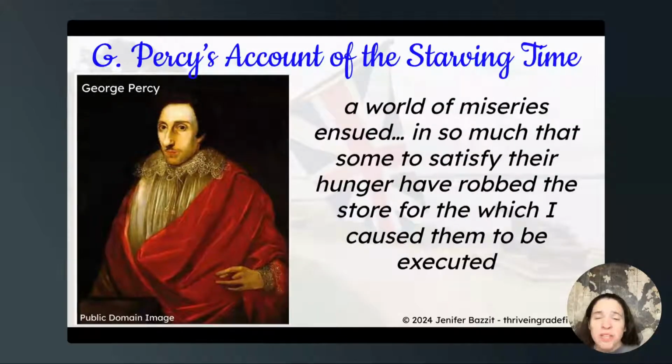A world of miseries ensued. So many miserable, terrible things happened, in so much that some, to satisfy their hunger, have robbed the store or the storehouse, for the which I caused them to be executed. So there's already not enough food for everyone in Jamestown. The little food that we do have was in the storehouse. Some people robbed it because they were so hungry. And now he caused them to be executed because they robbed the food that was meant for everyone.